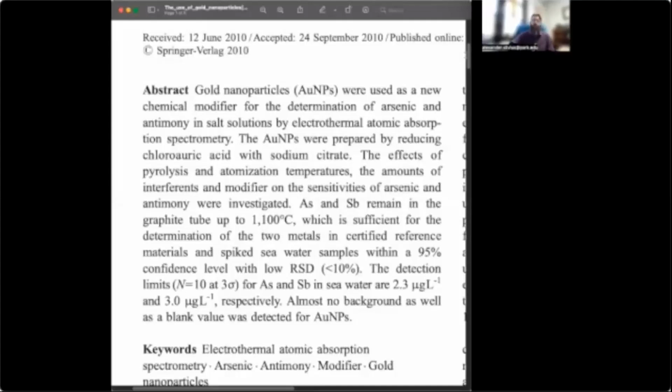They've now said their results, and as they say, the detection limits for the arsenic and antimony in seawater are 2.3 micrograms per liter and 3.0 micrograms per liter, respectively. Almost no background, as well as a blank value, was detected for the gold nanoparticles. What they're saying is, here are the results.